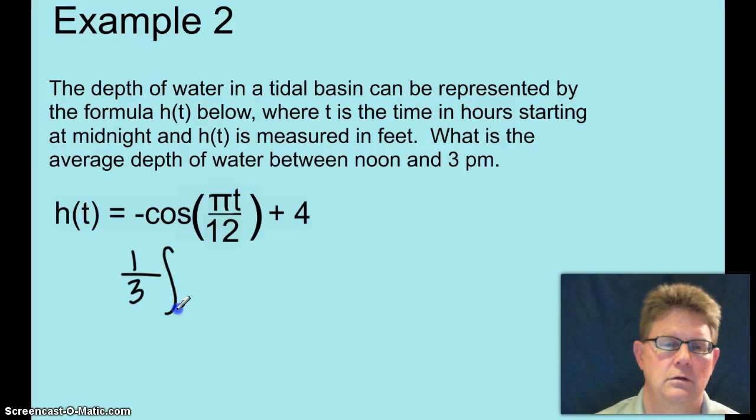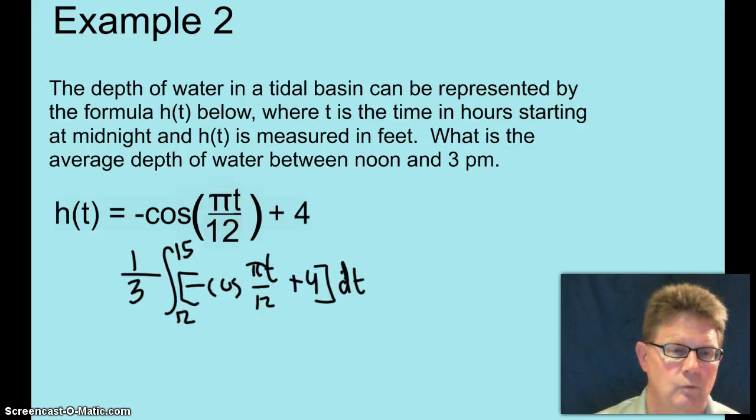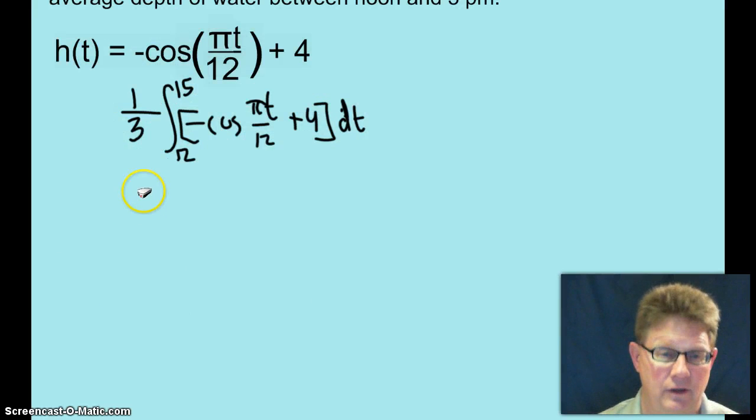the integral from, let's see here, noon is 12 hours after midnight, and 3 p.m. is 15 hours after midnight, of negative cosine pi t over 12 plus 4 dt. And I think we're ready to anti-differentiate.